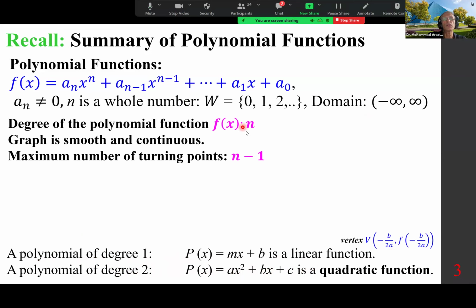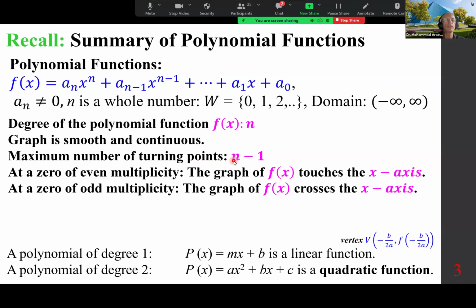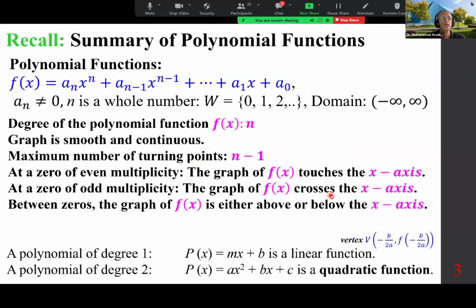The degree of the polynomial function is n. Graph is smooth and continuous. Maximum number of turning points would be n minus 1. In essence, turning points or extrema, max and min. At a zero of even multiplicity, the graph of f of x touches the x-axis. It can't cross the x-axis. At a zero of odd multiplicity, the graph of f of x crosses the x-axis. Between zeros, the graph of f of x is either above or below the x-axis.